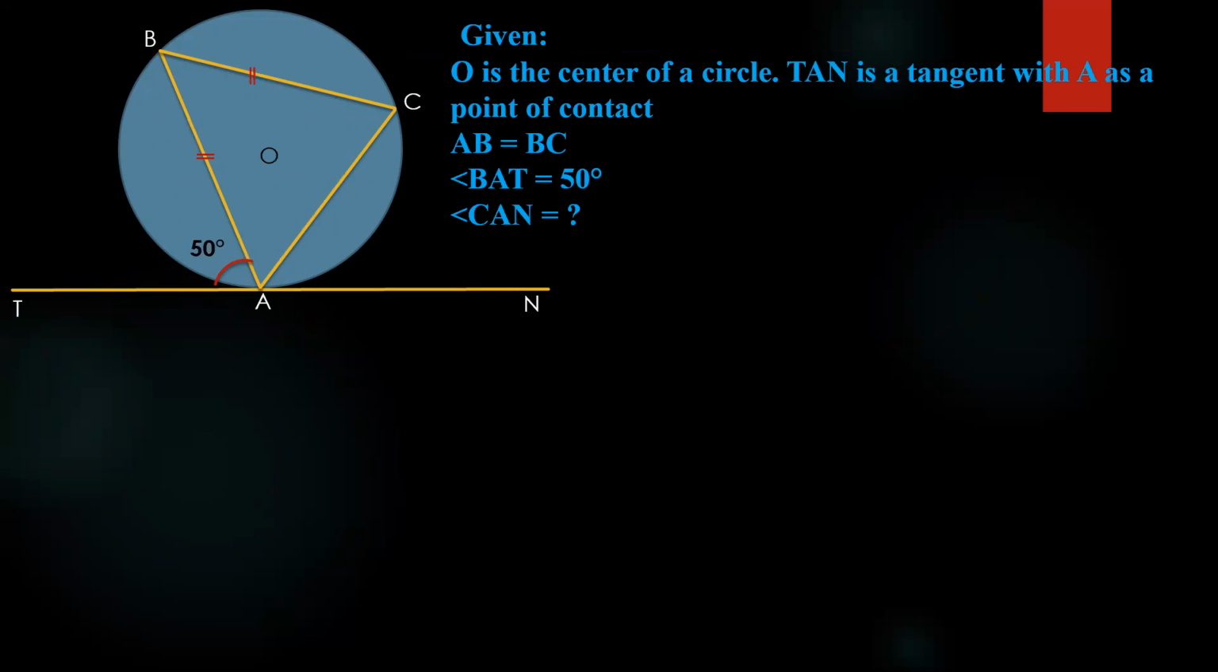Here you can see O is the center of the circle, right? And TN is a tangent with A as the point of contact. Here, AB is equal to BC, and angle BAT is given as 50 degrees. Now, we have to find the angle CAN.